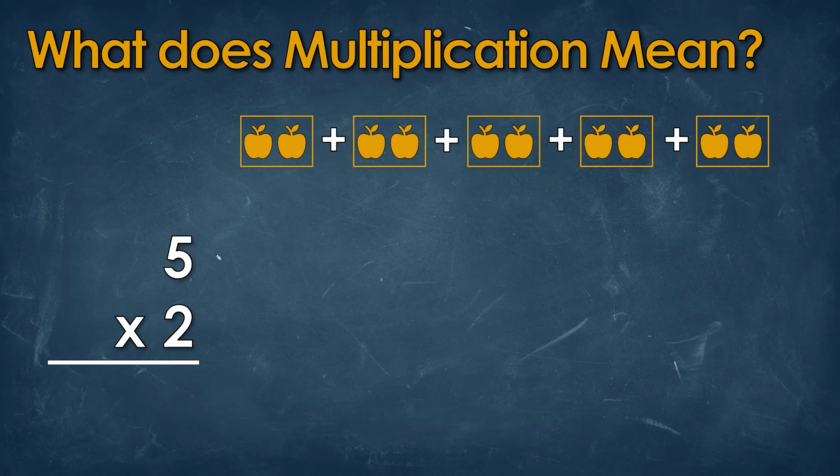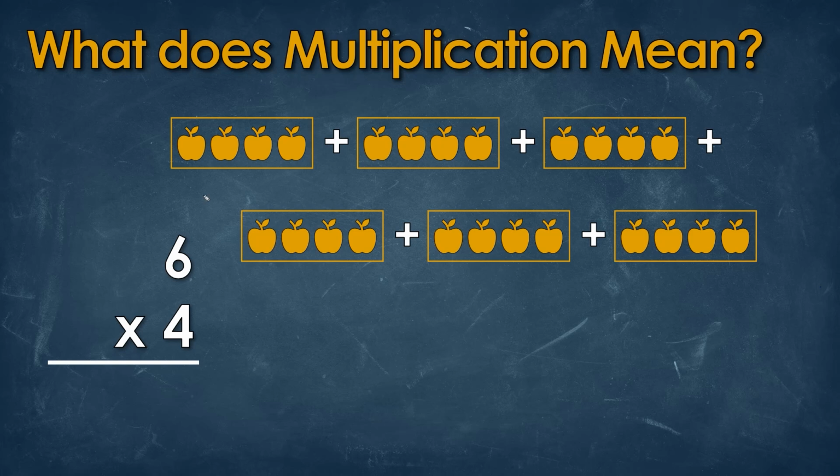Let's try the long way again. So we have 5 times 2, which means that we have 5 groups with 2 items in each group, or in our case, apples. If we take a look at the top, we have our 5 groups, 1, 2, 3, 4, 5, and each group has 2 apples. If we count this completely, we have 1, 2, 3, 4, 5, 6, 7, 8, 9, 10. So that means 5 times 2 is 10.